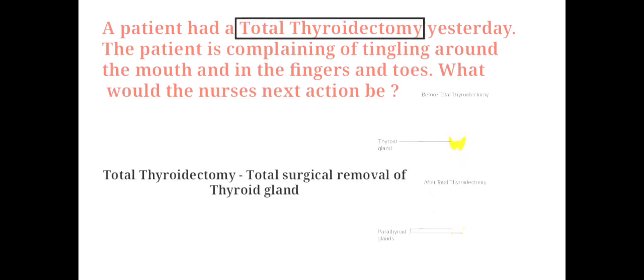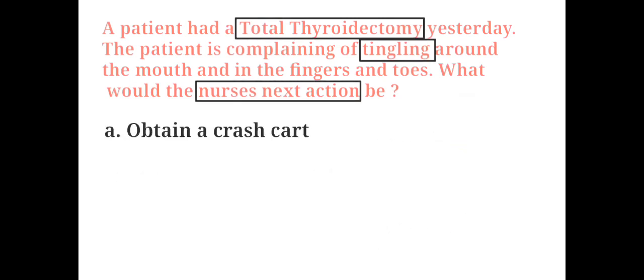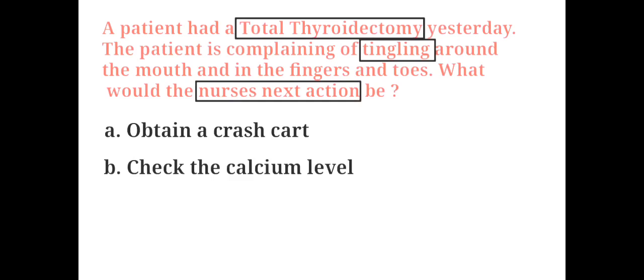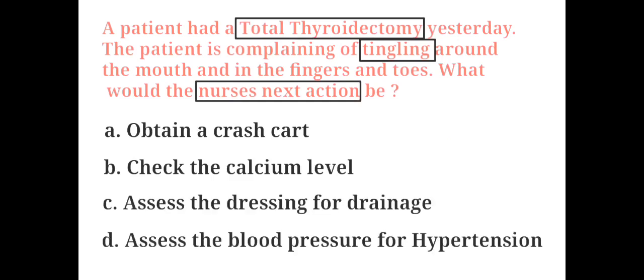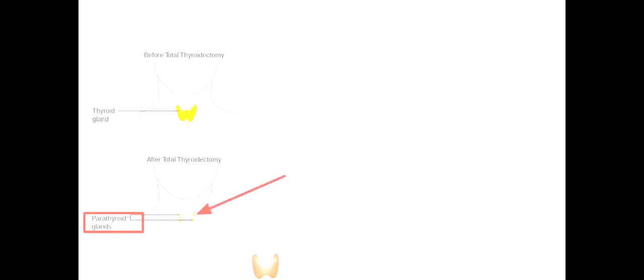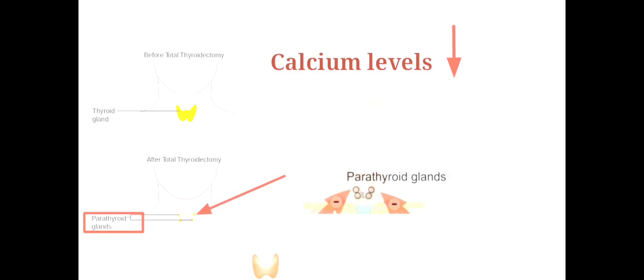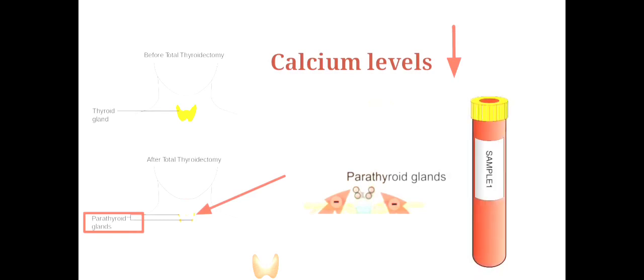A patient had a total thyroidectomy yesterday. The patient is complaining of tingling around the mouth and in the fingers and toes. What would the nurse's next action be? A. Obtain a crash cart. B. Check the calcium level. C. Assess the dressing for drainage. D. Assess the blood pressure for hypertension. And the correct answer is B. Check the calcium level. During total thyroidectomy, that is total surgical removal of thyroid gland, damage can occur to parathyroid glands which are located on the thyroid gland. Your calcium levels can drop below normal as a result of the surgery because parathyroid glands regulate calcium levels in your blood. Hence, calcium levels should be monitored after thyroidectomy.